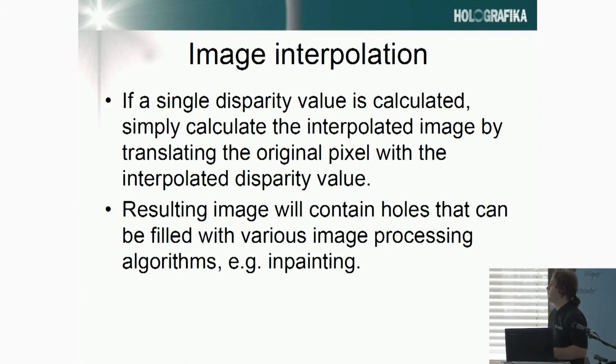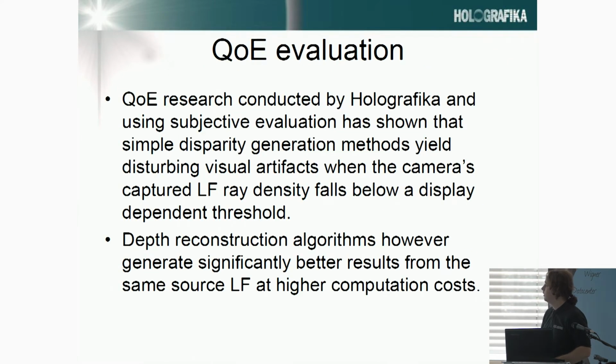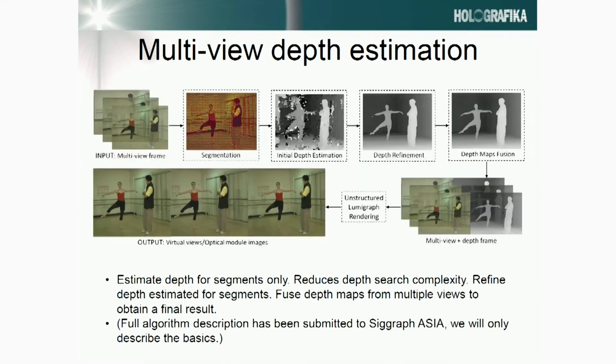Okay, we can do image interpolation, and this will result in a couple of errors, which we can again fix on the GPU with some nice image processing algorithms like inpainting. We've also evaluated these types of algorithms, and we found that for very, very sparse camera arrays, it's much better to do depth reconstruction, which is much more costly, but the end result is much nicer.